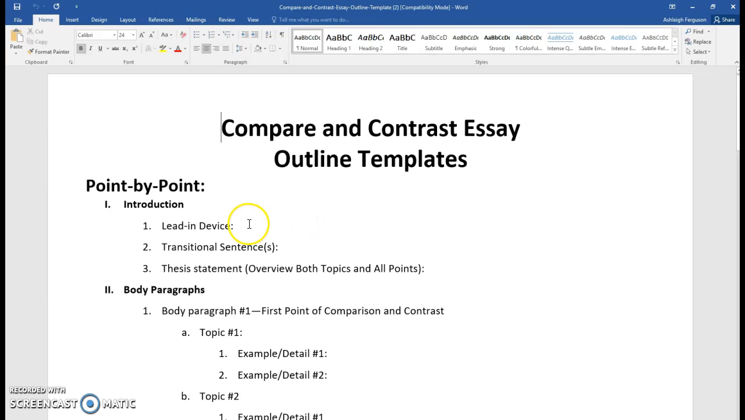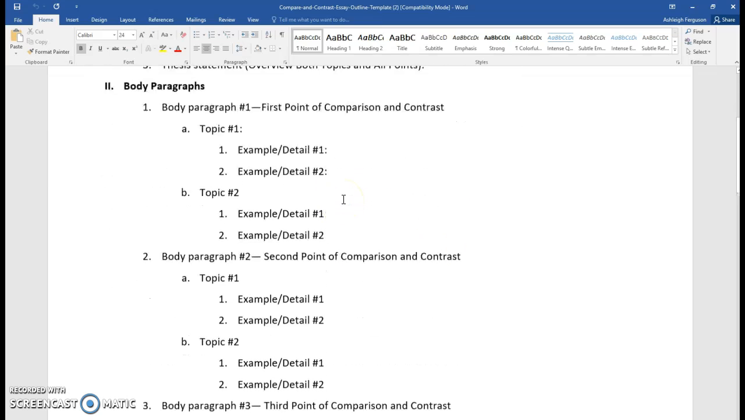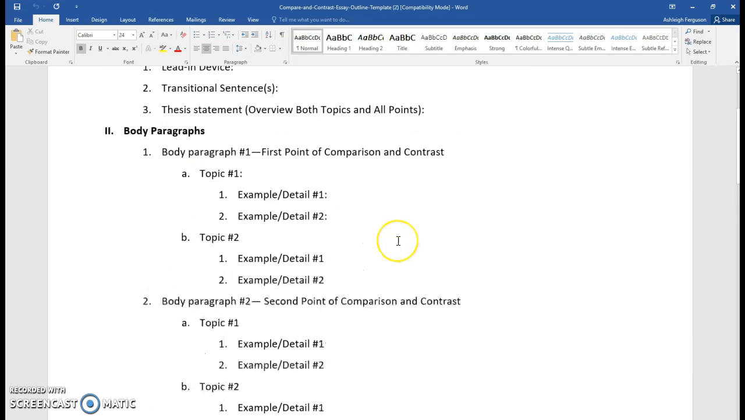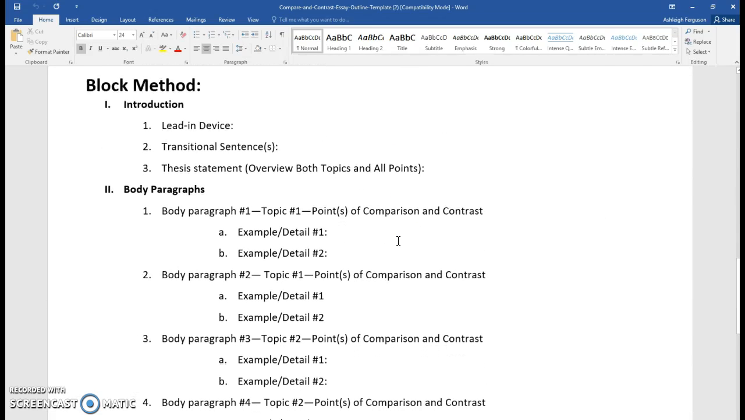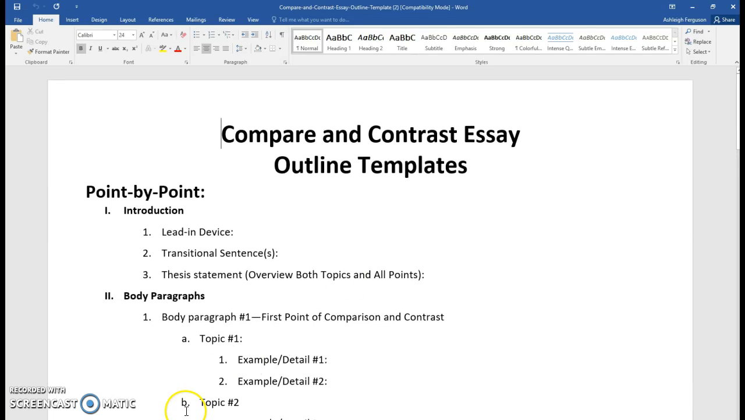If you want to just print this out and draft out parts of your essay, do that. And this also shows you how you can structure it point by point versus how you would structure it with the block method. So maybe print out both of them and see which one's going to be the best structure for this particular essay.